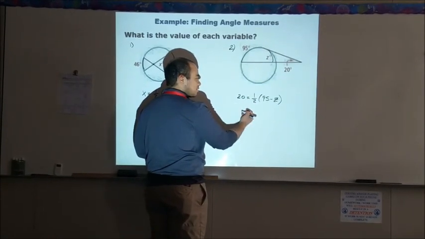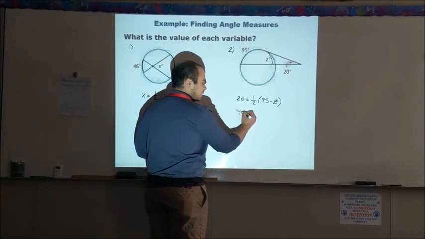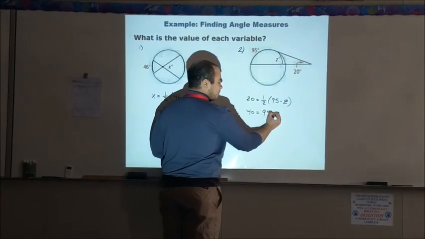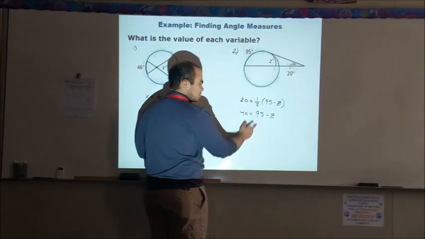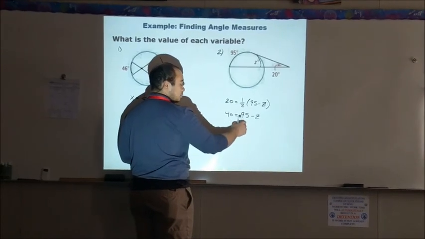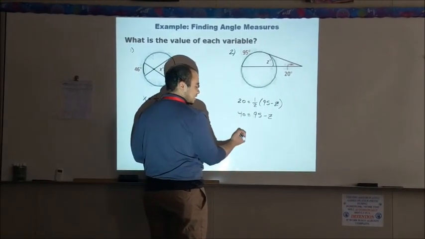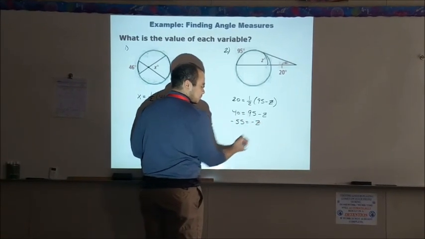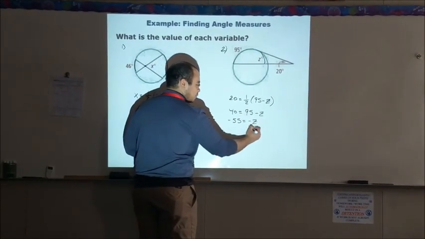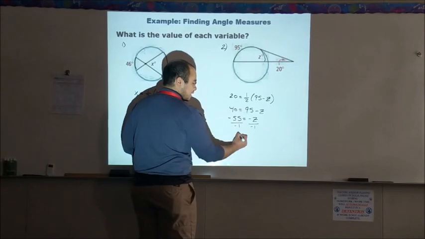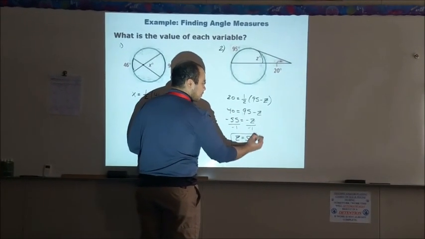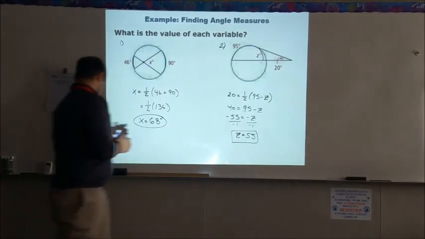So when I multiply both sides by 2, I get 40 equals, and I don't need the parentheses anymore, 95 minus z. To move the 95, I subtract it. So I've got negative 55 equals negative z. I'll divide by -1, and I get z to equal a positive 55 degrees. So this arc is 55 degrees.